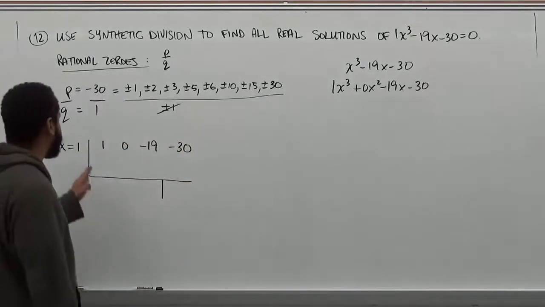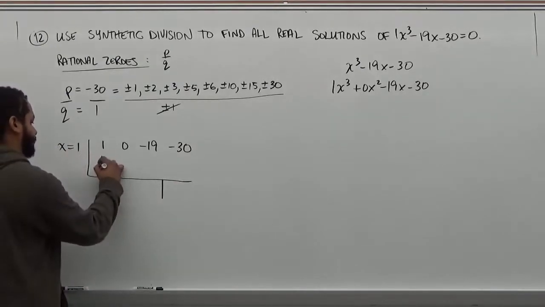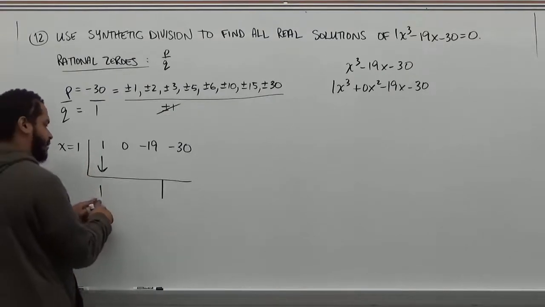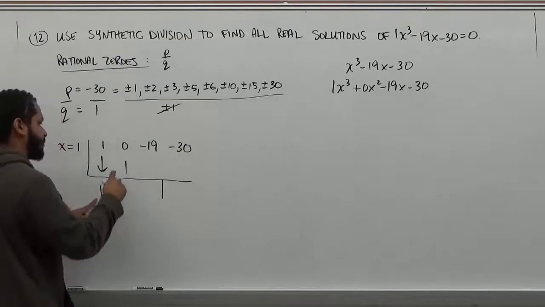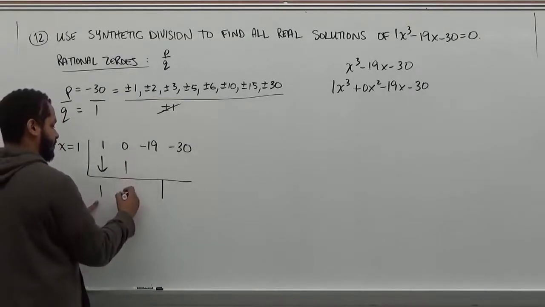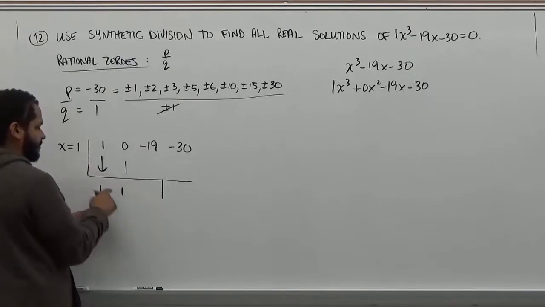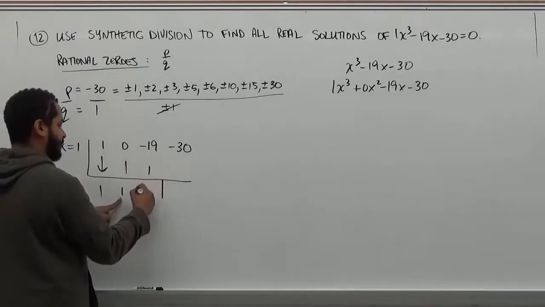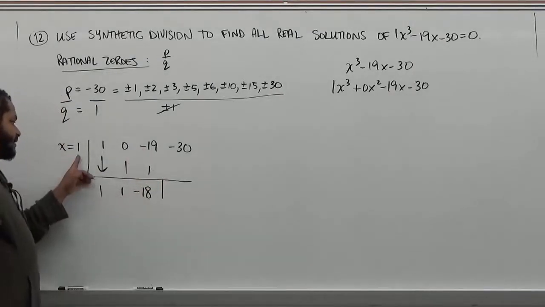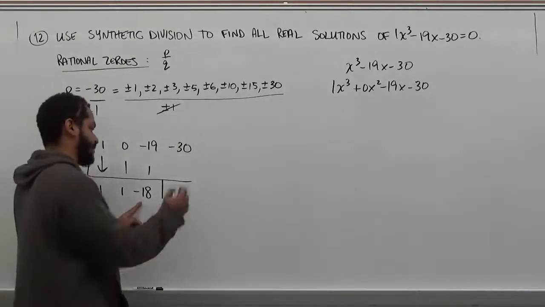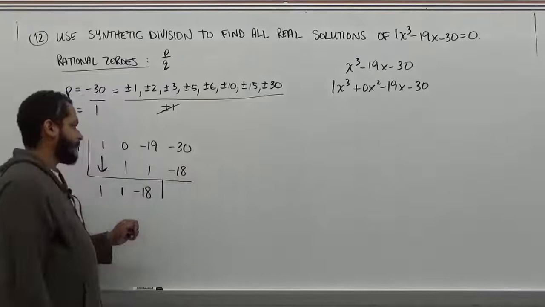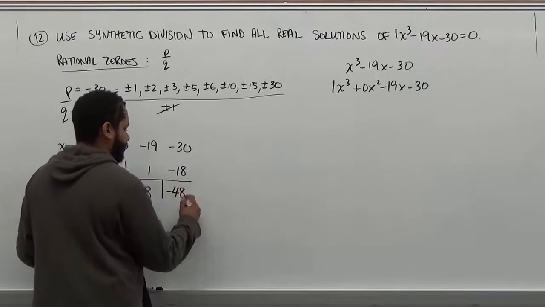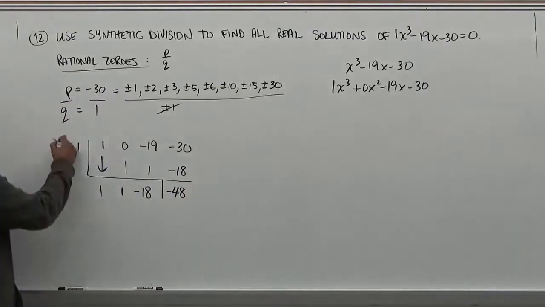In here we put the remainder, and what we do first is always bring down the first term. So here we bring down the 1, and then we take this 1 and multiply by this 1, and place the product here. The next step is we take the sum of the two terms: 0 plus 1 is 1. Again, we take the product, 1 times 1 is 1. Negative 19 plus 1 is negative 18. Now we repeat the process: 1 times negative 18 is negative 18. When we sum them up, negative 30 plus negative 18 is negative 48. This is not 0, so that means x equals 1 is not a solution.